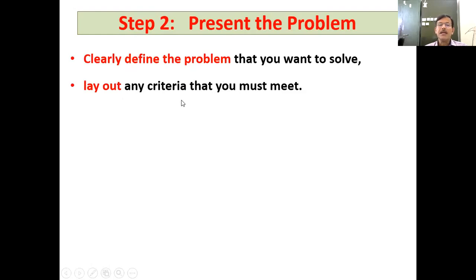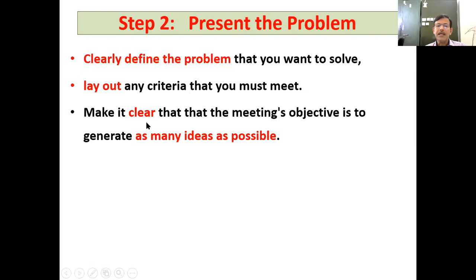Then lay out any criteria that you must meet. You can lay out the criteria, what the problem is and what the procedure is, and give a little information about the problem. And make it clear that the meeting's objective is to generate as many ideas as possible, because in brainstorming this is a very important step. Why are you storming the brain? To get many more ideas.